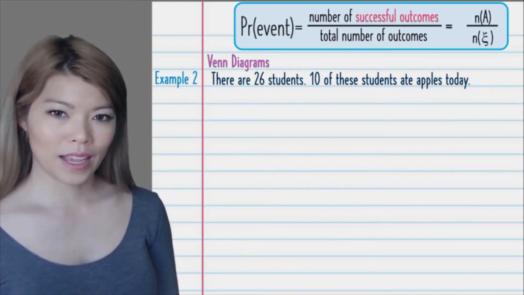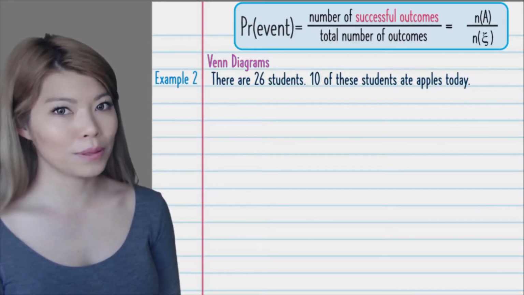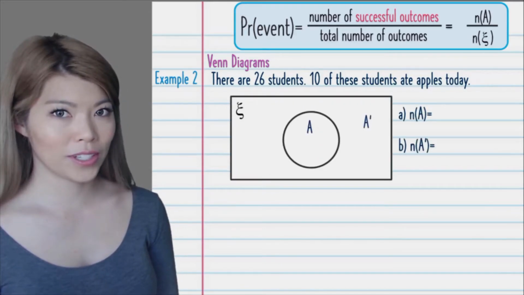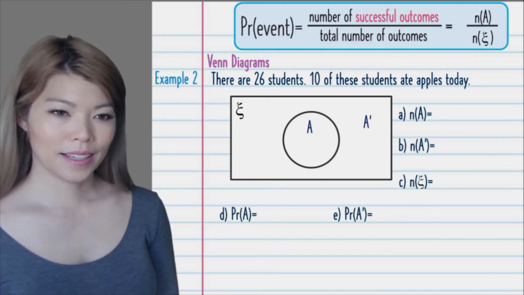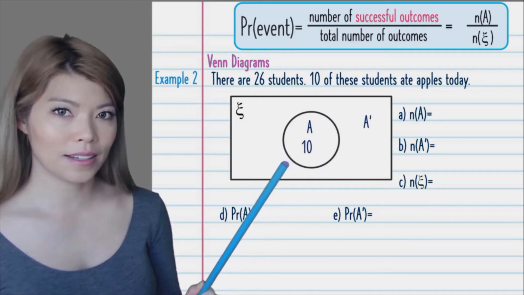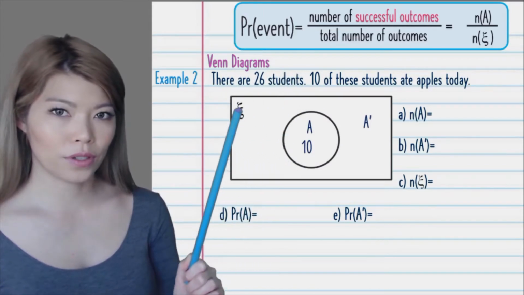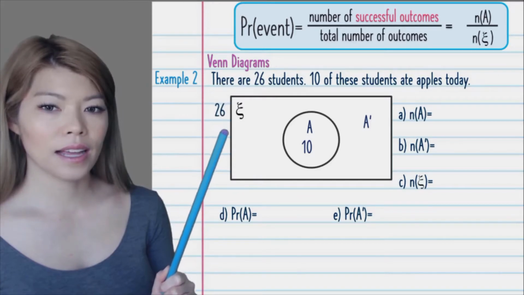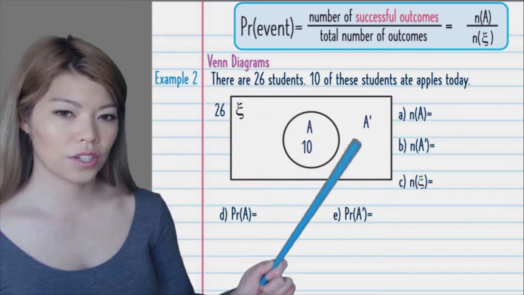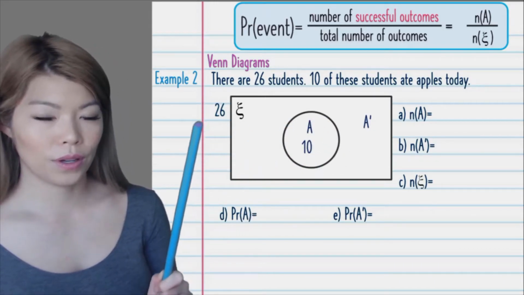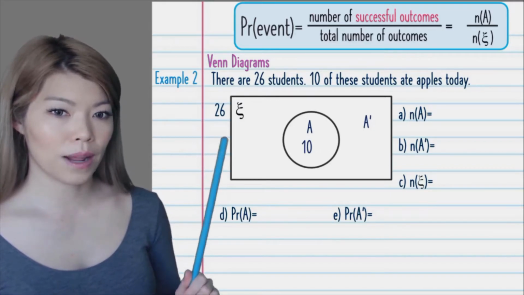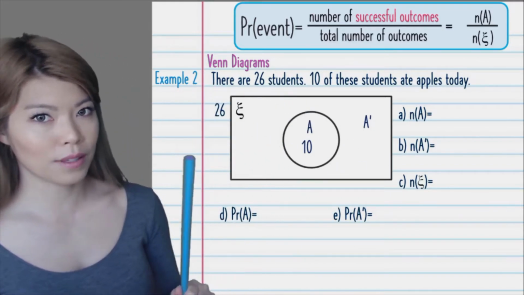Example 2. There are 26 students, 10 of them ate apples today. We can draw a diagram and answer some questions. So let's have a look. If there are 10 students that ate apples, that goes inside the circle. Now the total number of students will go next to xi, and I like to put the total right outside, because I can then add all the sections and make sure that it adds up to the 26, the outside number. Take note in the following examples of numbers that I'm putting inside the diagram and outside the diagram.